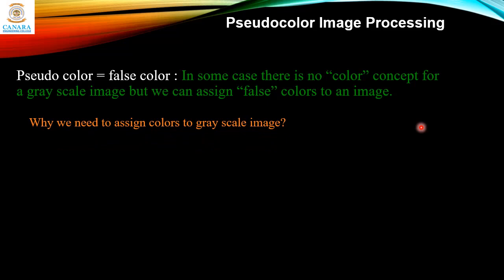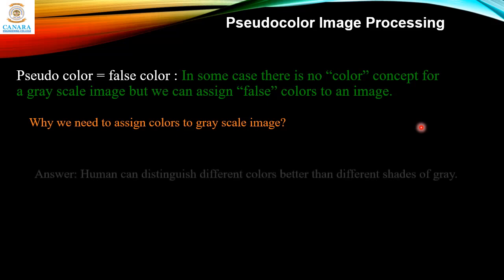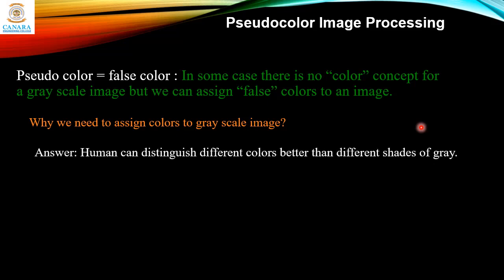And why do we need to do this? Why do we need to assign colors to a grayscale image? That is because humans can identify only a few shades of gray, around 40 in any given illumination. But humans can identify millions of shades of colors because of the human eye structure. We can distinguish the colors better. So that is the answer. Humans can distinguish different colors better than different shades of gray.